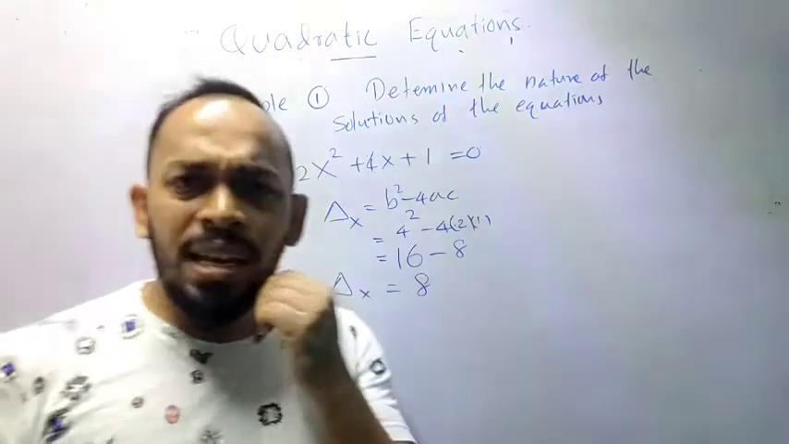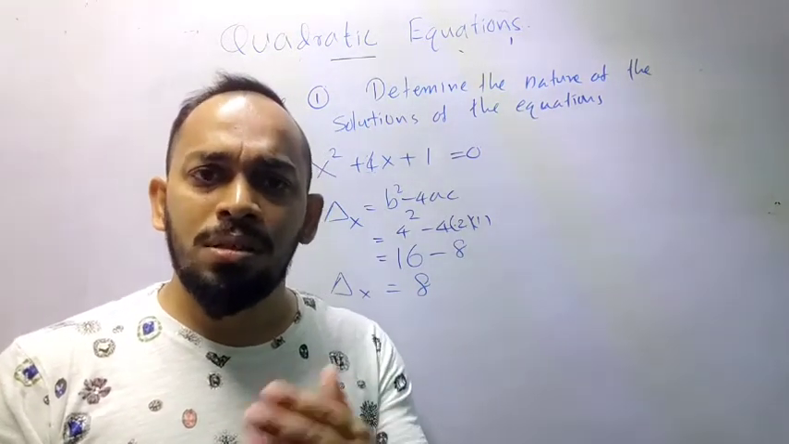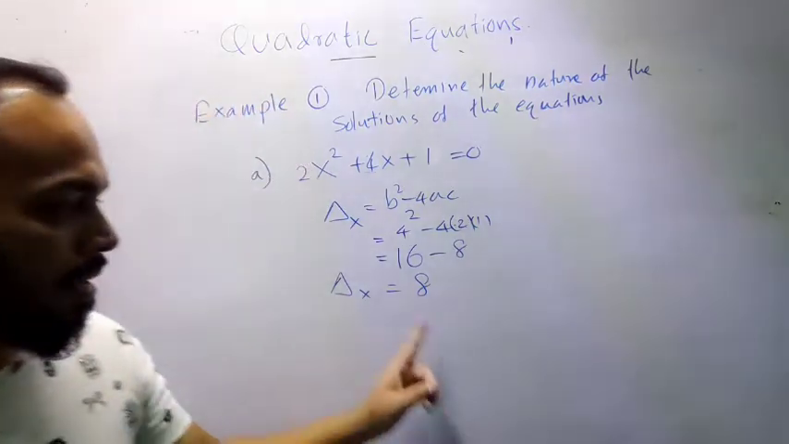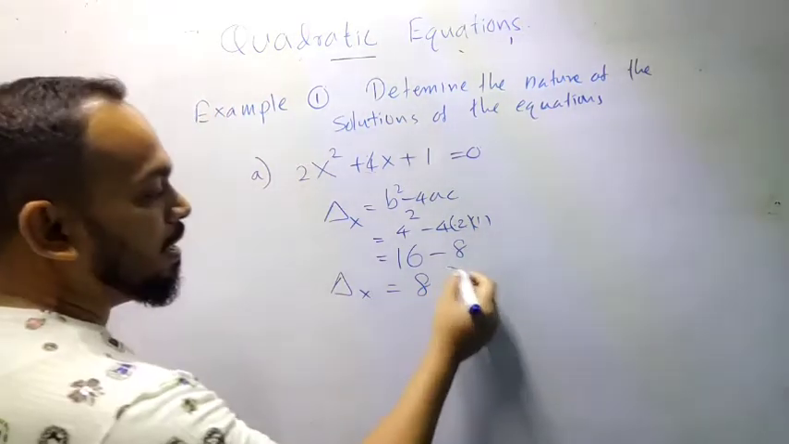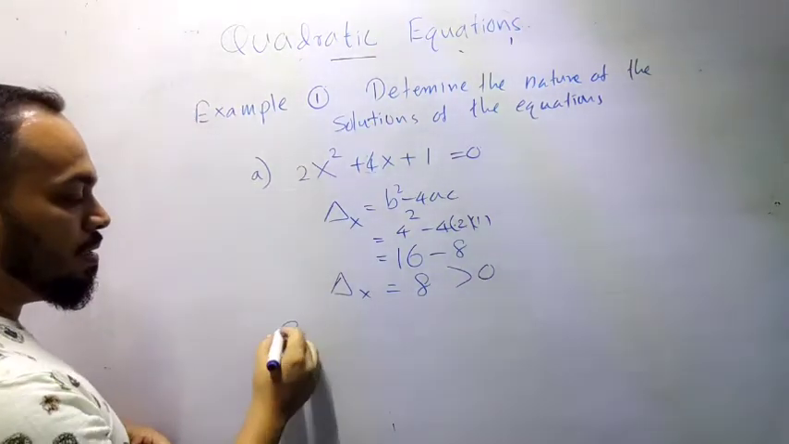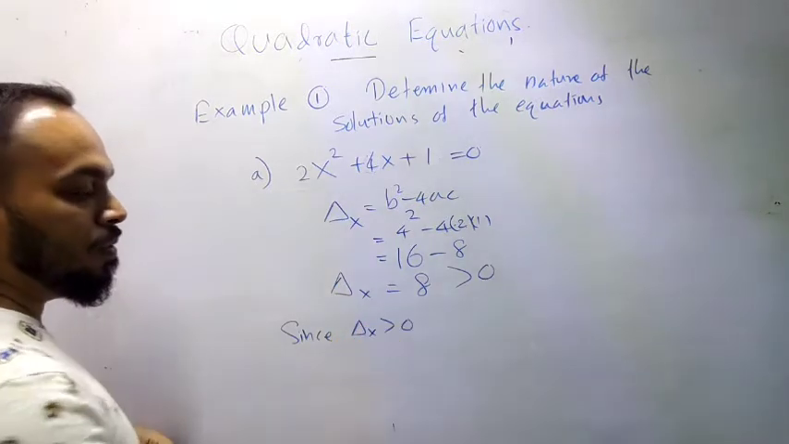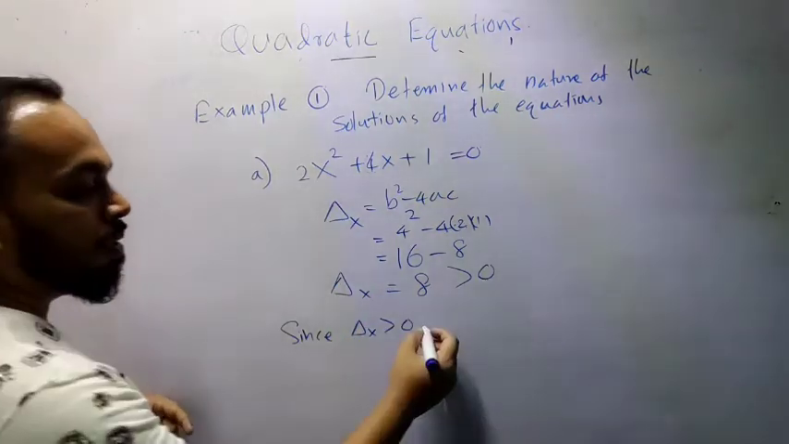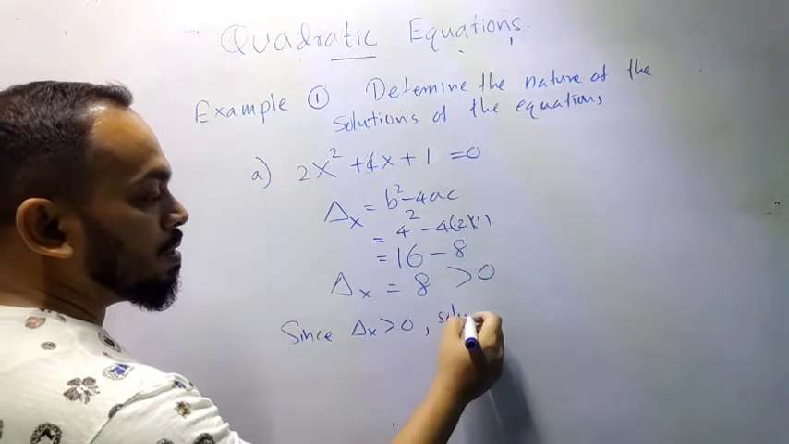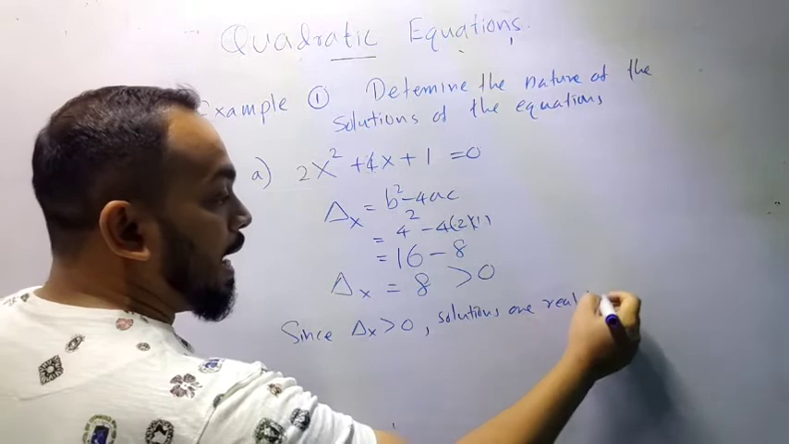What is 8? 8 is a real number, a real value. Is it positive, 0 or negative? This is positive, so definitely this is positive. Now we must write this: since delta is positive, solutions are real and distinct.